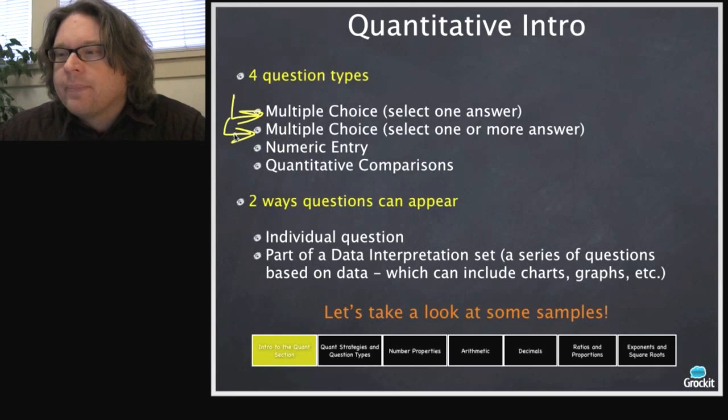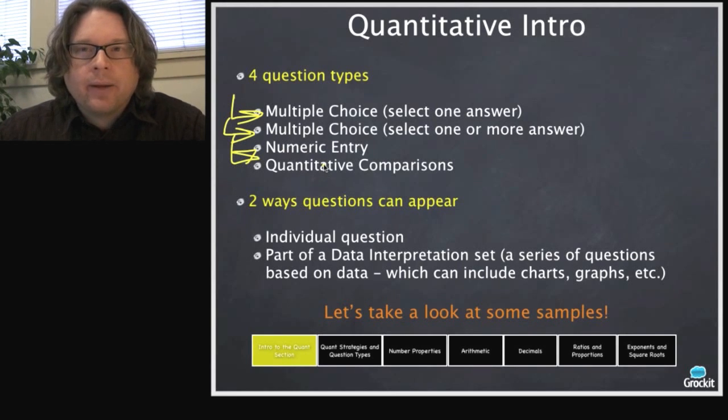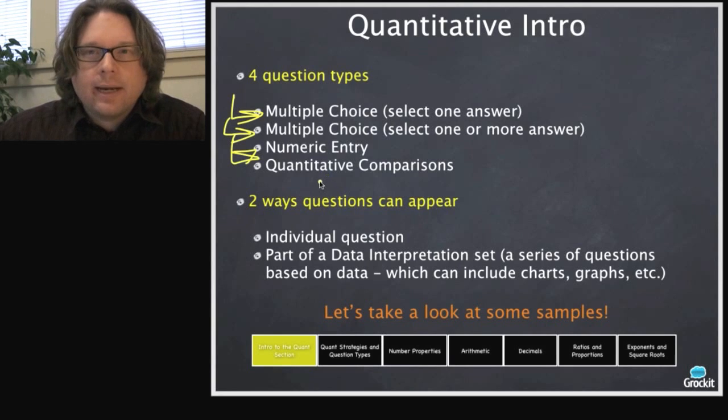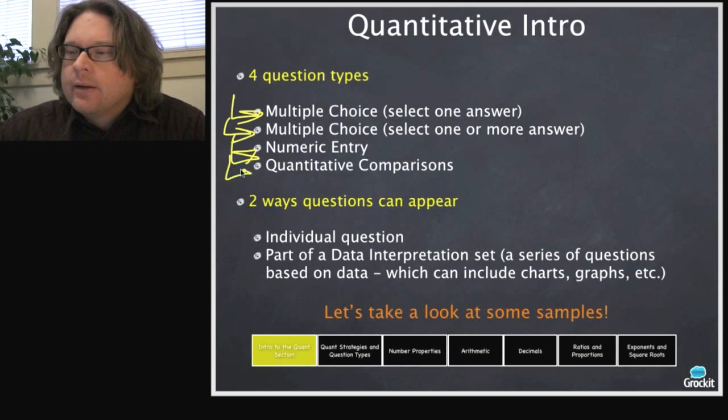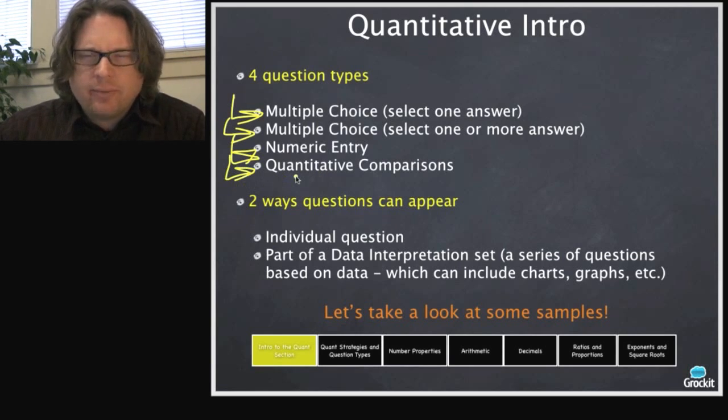So, be aware that it won't just be choose one of 5, that there may be a more complicated approach that's required. Numeric entry is new. It requires you actually to enter a number, hence the name numeric entry. And these ones can ask you for more complicated decimals, things like that, because you do have the use of a calculator on the exam.